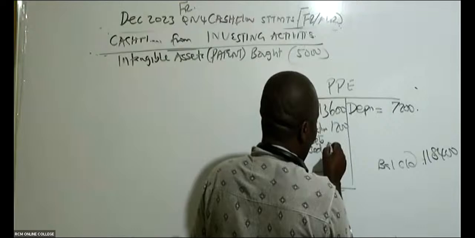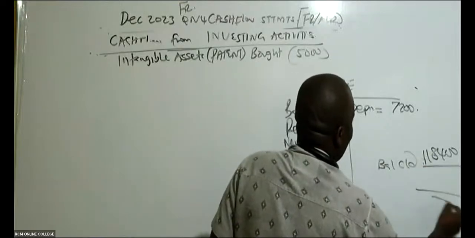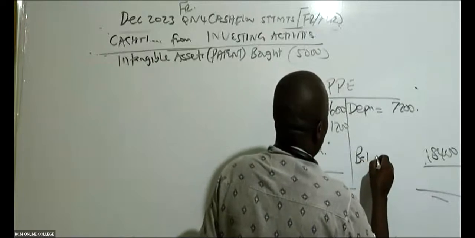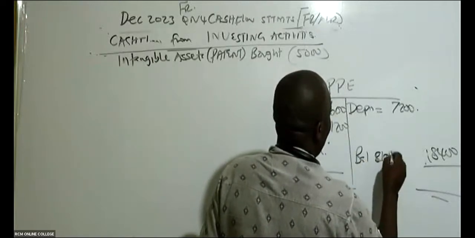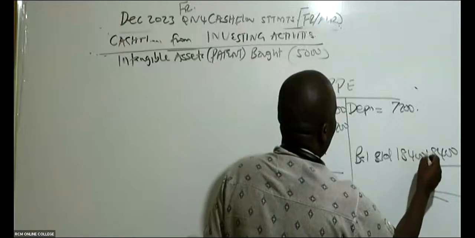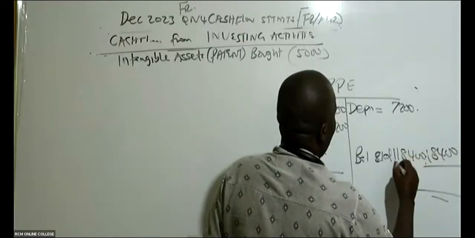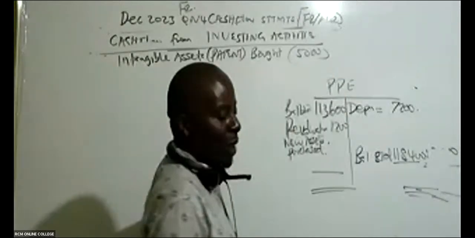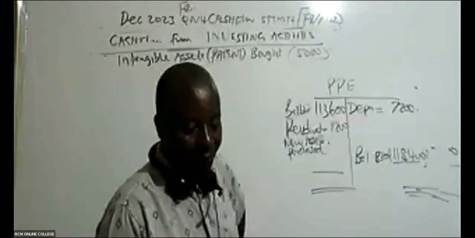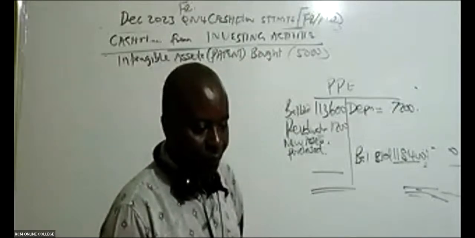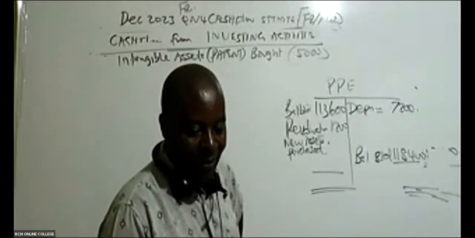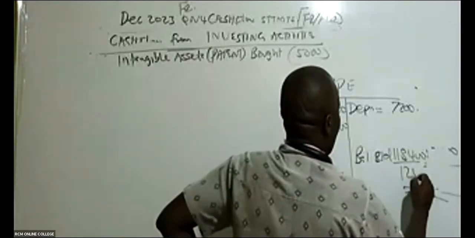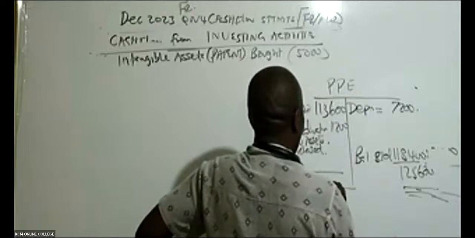The balancing figure is what will come here. Is there somebody who can add this? Balance, brought down, carry down, 118,400 plus 7,200? So in the interest of time, because I must finish, 125,600. So this is 125,600.